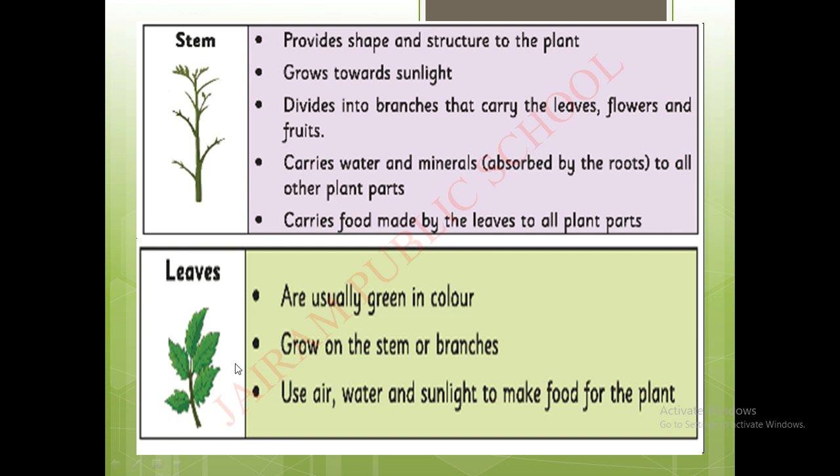So next we are going to see the function of the leaves. Leaves are usually green in color. Yes, of course, most of the plants will have green leaves. Leaves grow on the stem or branches. They use air, water and sunlight to make food for the plant. It is the main function of the leaves. Only with the help of the leaf can a plant grow healthily. The work of the leaf is to prepare the food for the plant using the air, water and sunlight. So this is the main process of the leaf.